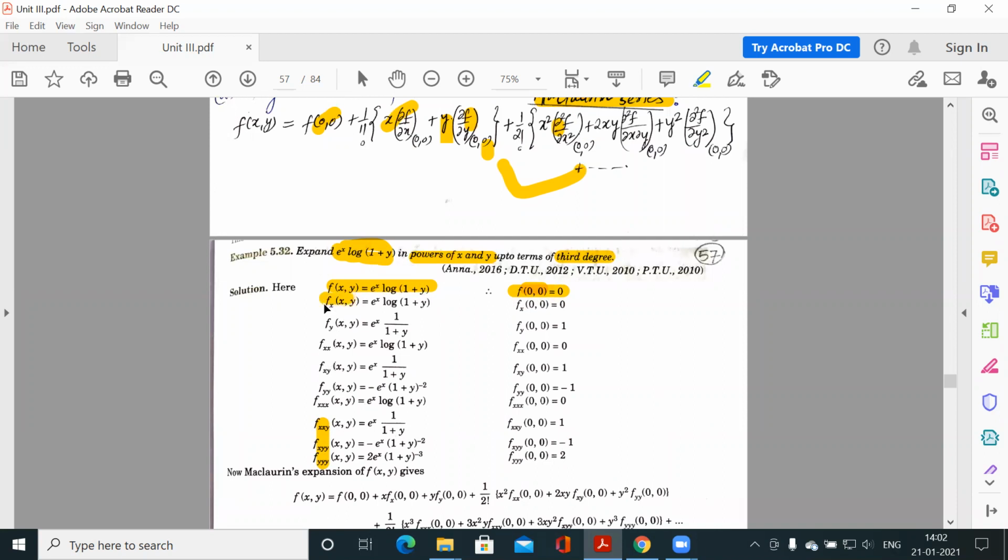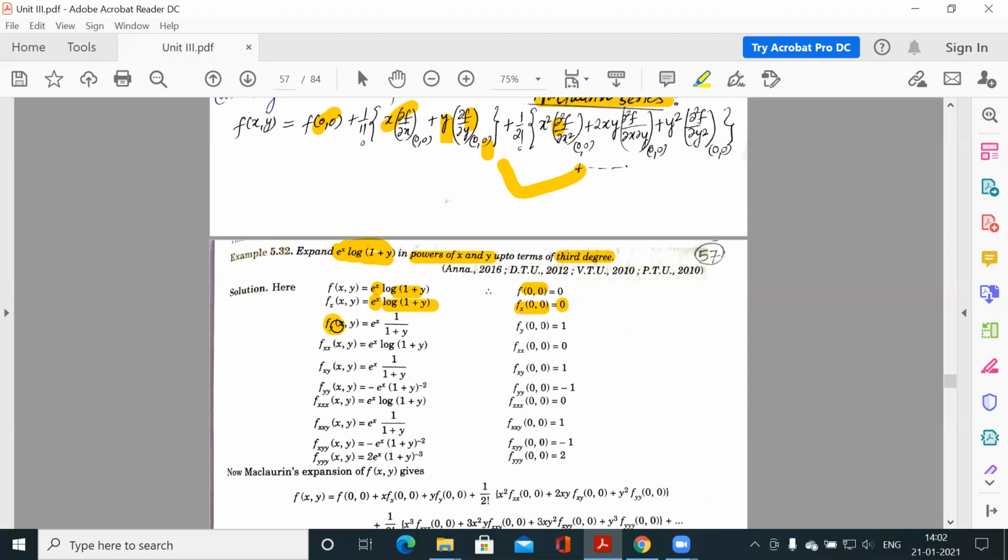Now the first derivative of f with respect to x, del f over del x. Why? Because it is e to the power x into a function of y. The differentiation of e to the power x is e to the power x, and the other factor is constant, so it will be as it is. Again, the first order derivative del f over del x at 0 0 is also 0.